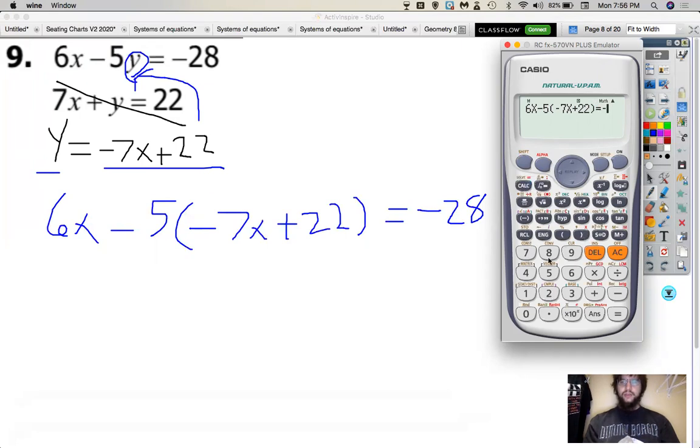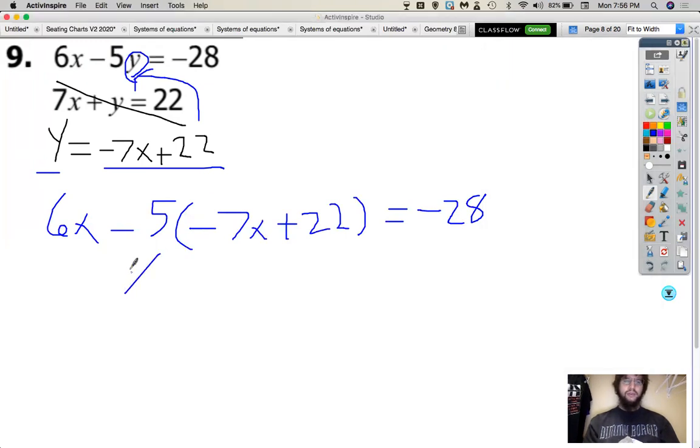That's equal to negative 28. Shift calc equals x is 2. Thank you, Casio FX115 ES Plus. If you don't have a Casio FX115 ES Plus, I'd suggest getting one. Not a 300.